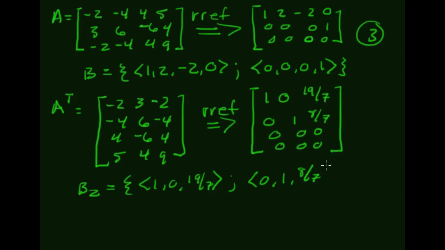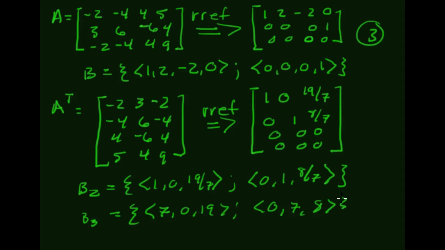If you don't like that and you want to pretty it up, you could actually rewrite those vectors by just multiplying them through by 7. So make it 7, 0, 19, 0, 8, 0, 7, 8 would also be another way of writing that basis.